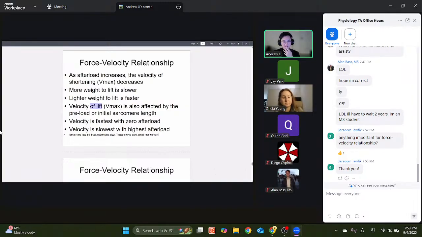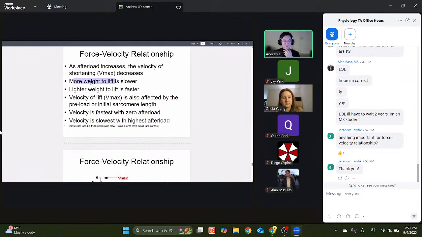This slide is kind of weird. It's just if it's heavy, it's hard to lift. Light, it's easy to lift. Let me see, velocity. So you lift faster if there's less preload, so less weight.